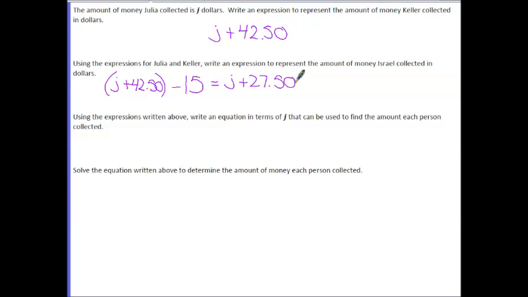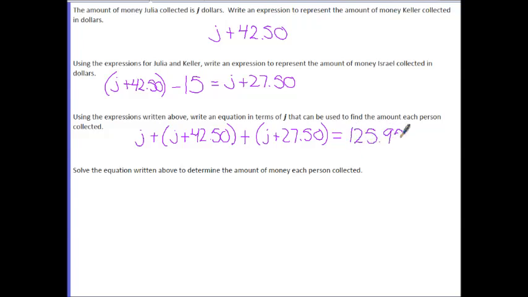Using the expressions written above, write an equation in terms of J that can be used to find the amount each person collected. So here we are going to add all of our three amounts. So we have Julia plus Keller plus Israel, and it is equivalent to $125.95.